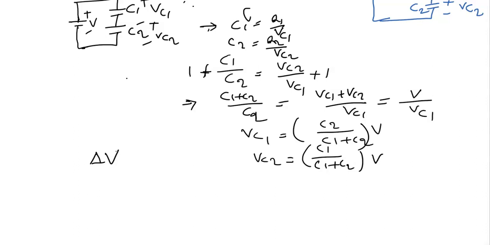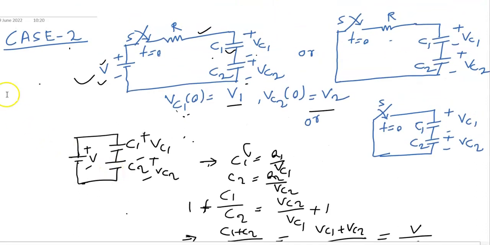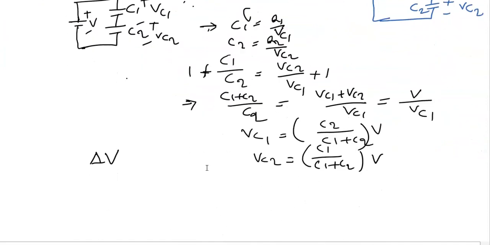There is a change in voltage when the switch is closed. For the first case I am considering, when the switch is closed, the overall change in voltage across both the capacitors is del V. Now I have calculated these values when the capacitances are different.